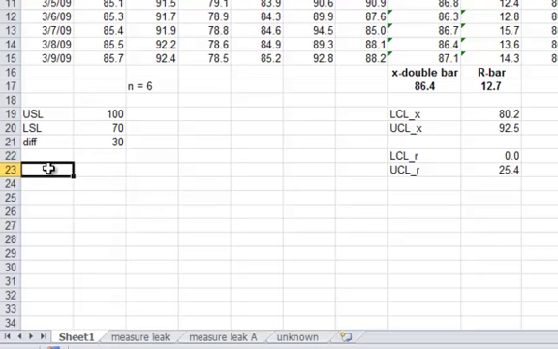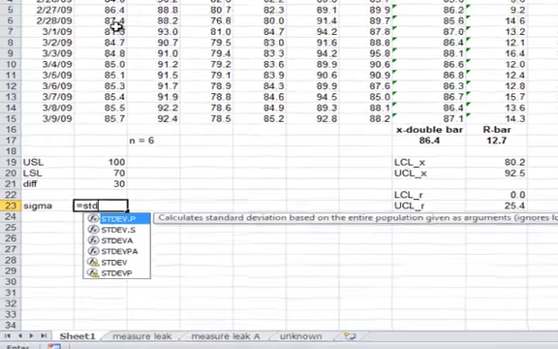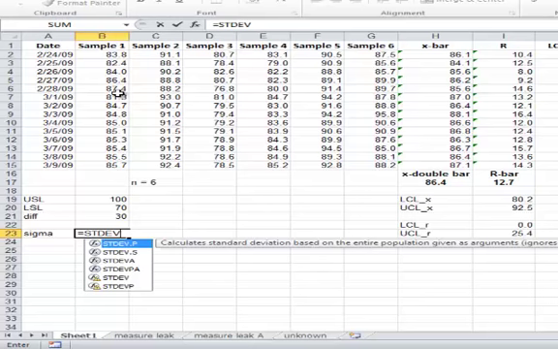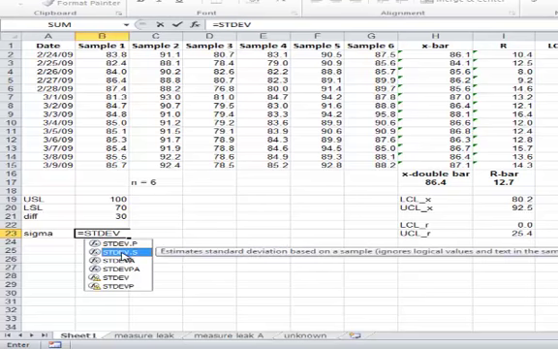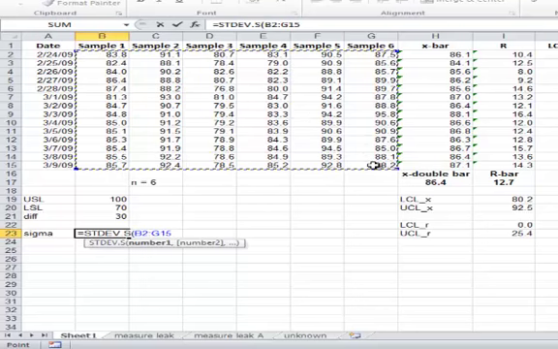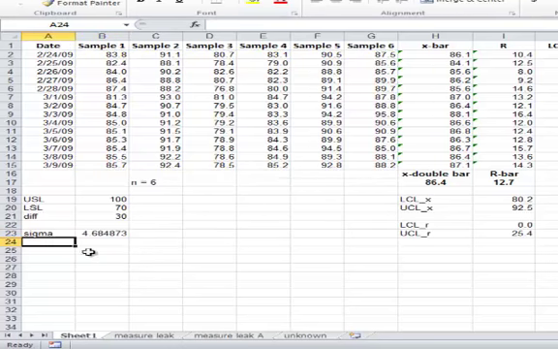The standard deviation, or the sigma, is equal to the standard deviation of the population. Oops, sorry, let's say it's of the sample. These are all samples here. So there's my standard deviation. So it's about 4.6, 4.7 for all of those.